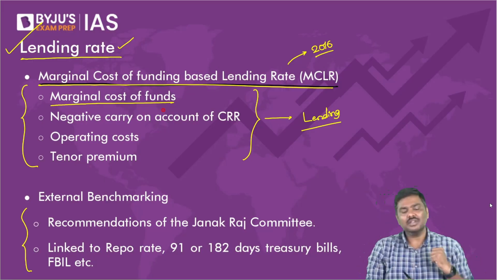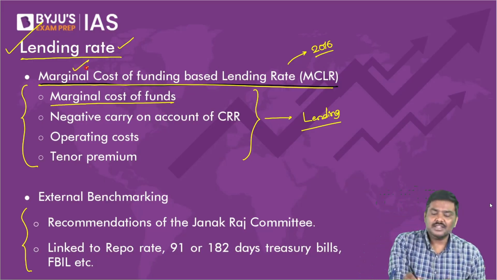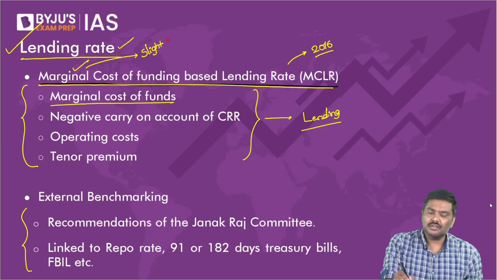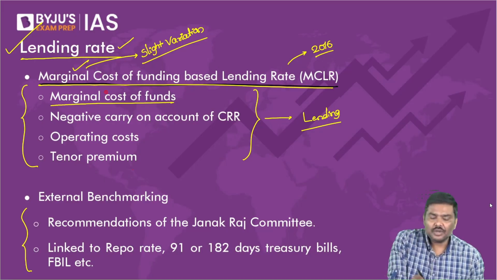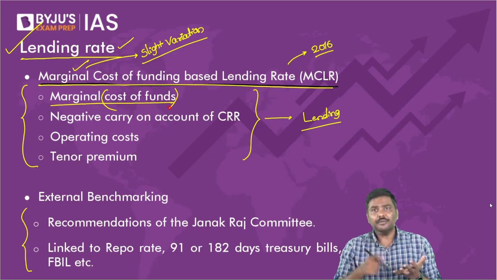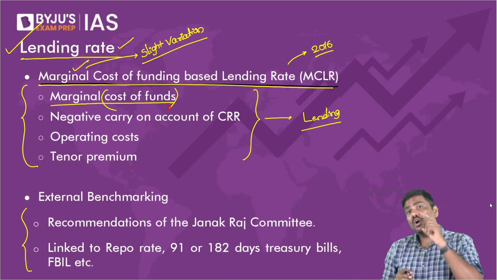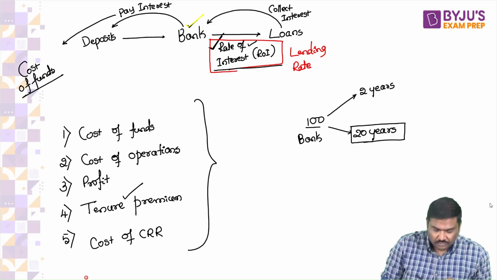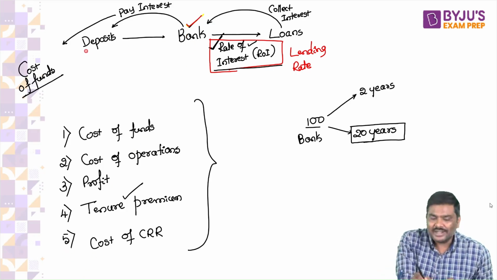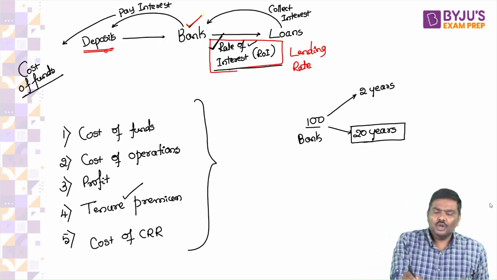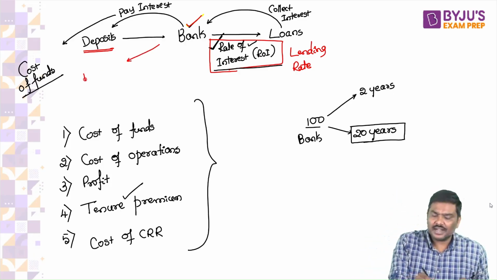Now, what is marginal cost of funds? Marginal means slight change, right? Slight variation. Marginal simply means a slight variation. Now, please tell me, whenever you talk about cost of funds, will you include repo rate or not? Think of it. Please do let me know. Whenever you talk about cost of funds for a bank, I've given you an example here. One type of cost of funds is the rate of interest the bank will pay on deposits collected. Don't you think the bank will also pay another rate of interest, that is the repo rate?